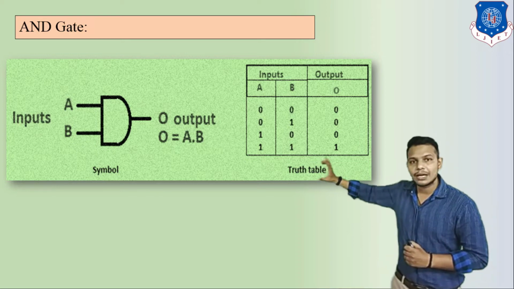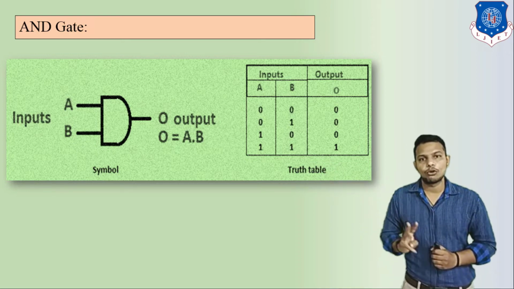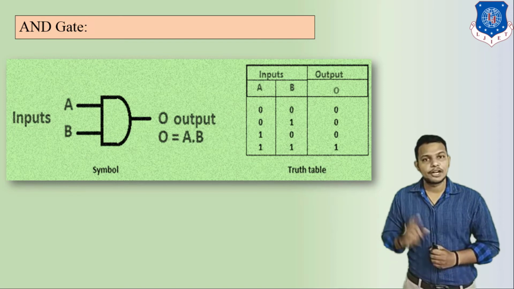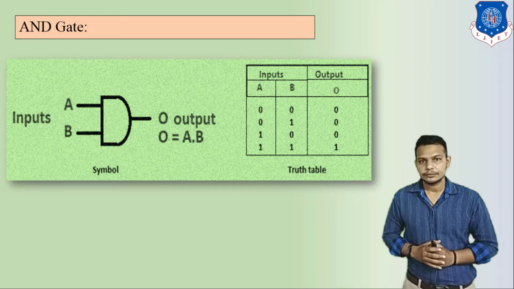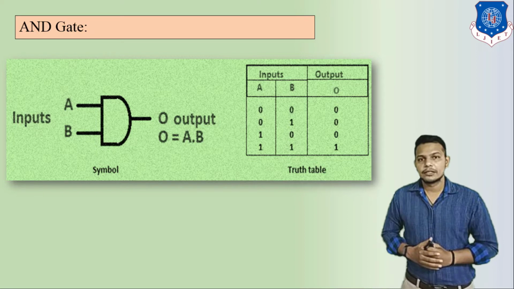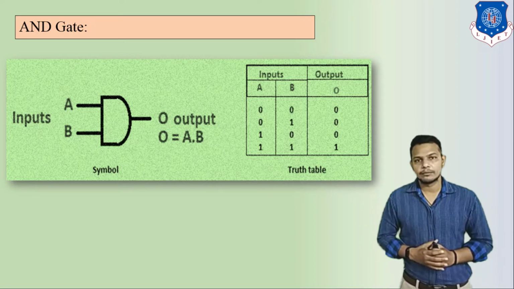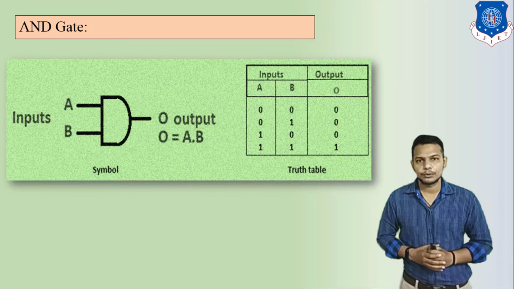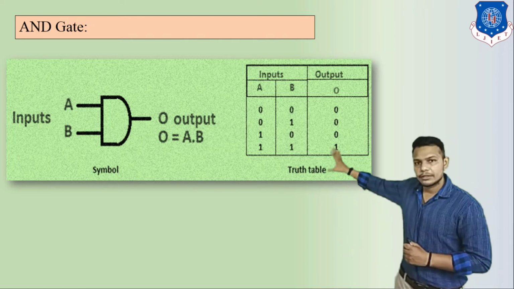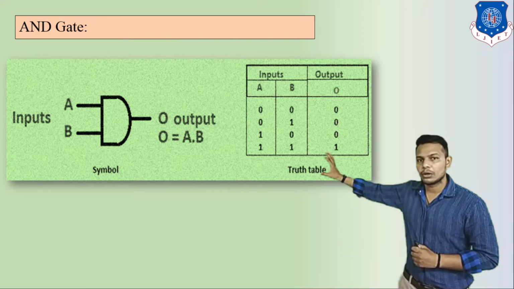So inputs should be 2, 4 and 3, but not 1 only. 1, that means A and B is equal. That means there is a 1 input. So here this is the AND gate symbol.